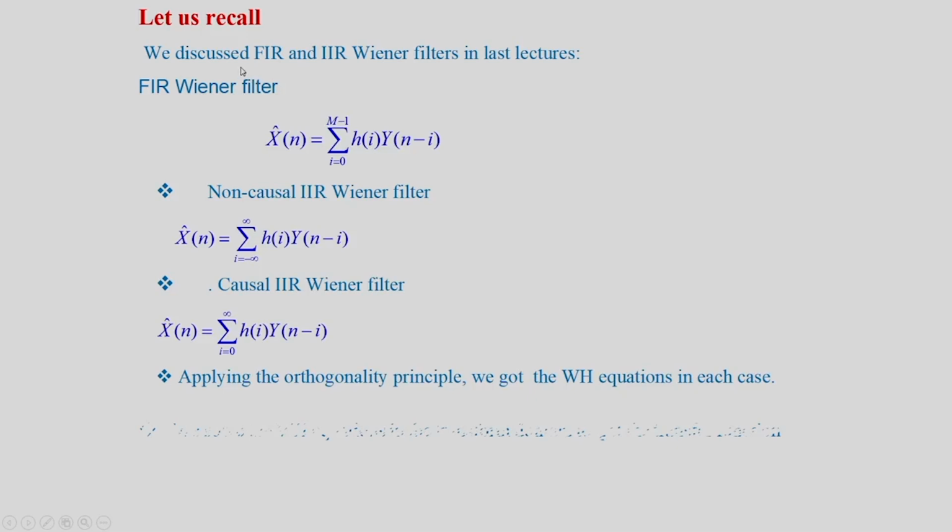Let us recall, we discussed the FIR and IIR Wiener filters in the last lectures. FIR Wiener filter, where the estimator is given by summation h_i y[n minus i], i going from 0 to M minus 1. Non-causal IIR Wiener filter, where the estimator is given by summation h_i y[n minus i], i going from minus infinity to plus infinity, and the causal IIR Wiener filter, x hat[n], is given by summation h_i into y[n minus i], i going from 0 to infinity.